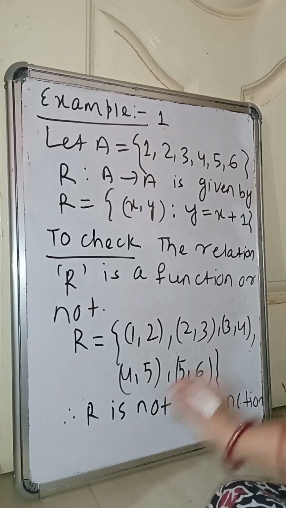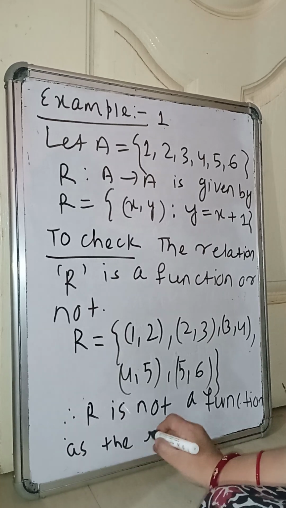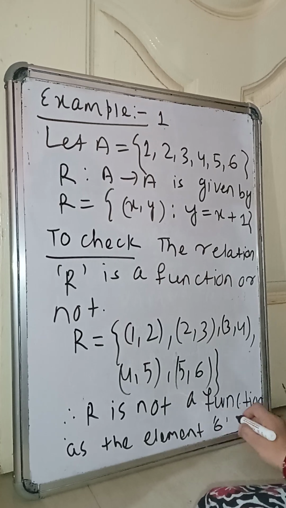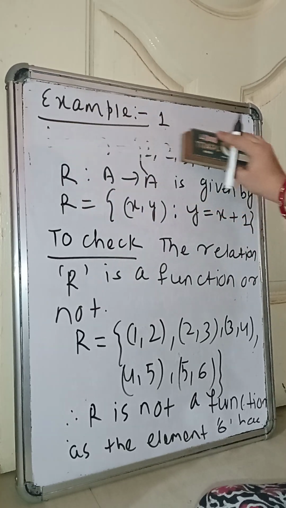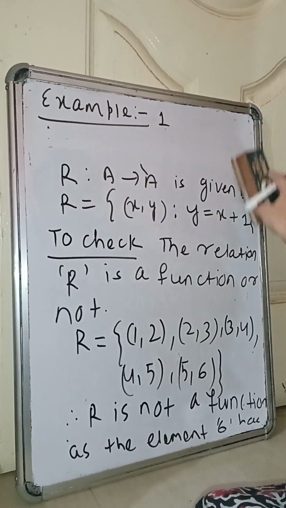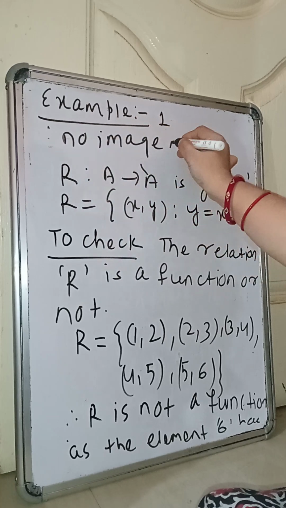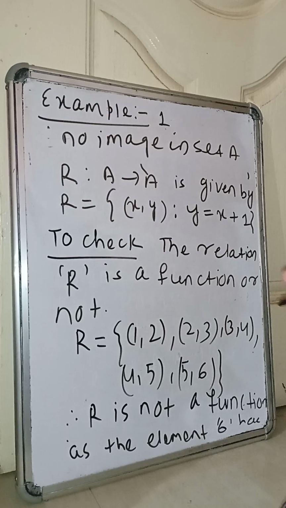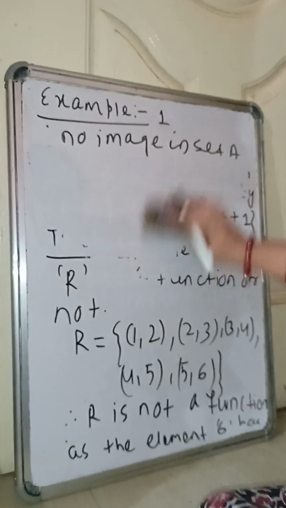Reason you write. Why? Because the element 6 has no image in set A. So next, we solve some more examples so that you will be more clear.